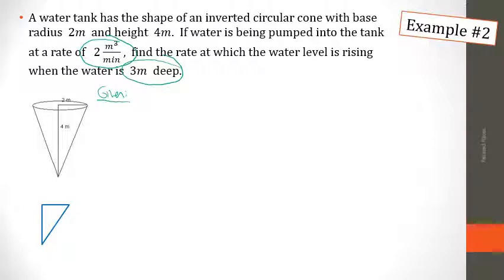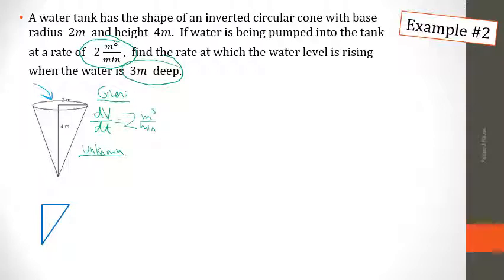So if water is being pumped into the tank, so water's going into the tank, what is that changing? Well, that is the volume. So that's the rate at which the volume is changing with respect to time, and that is 2 meters cubed per minute. What do they want us to find? They want us to find the rate at which the water level is rising.